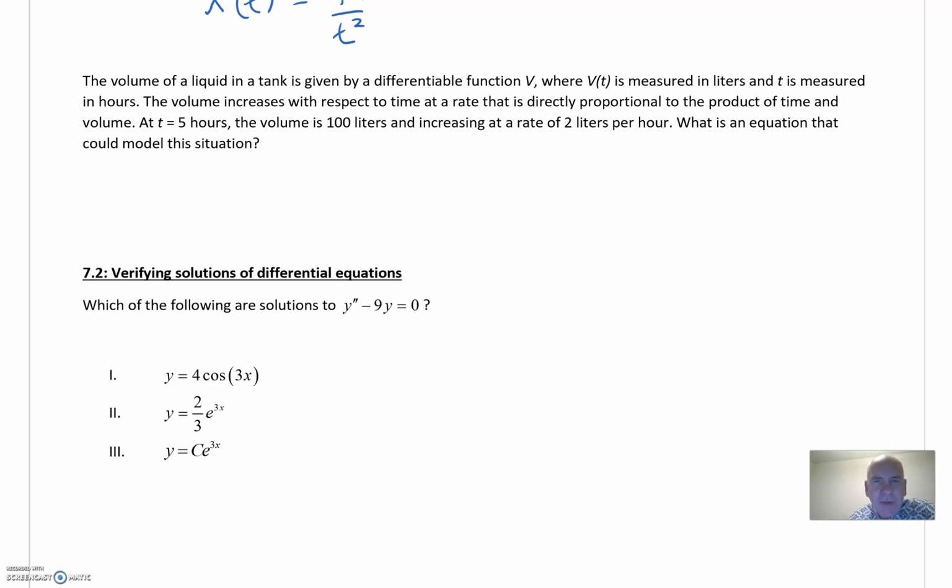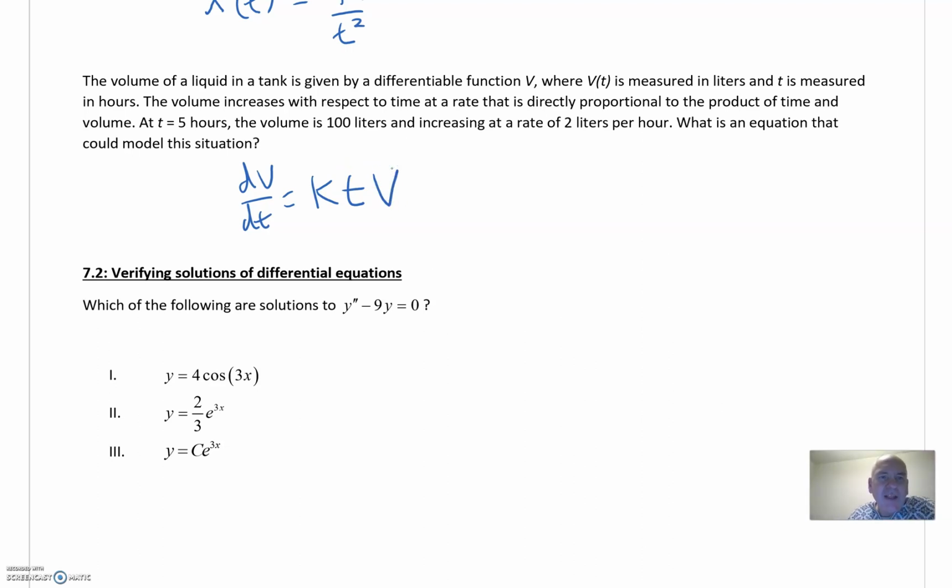The volume is given by a differentiable function v, where v of t is measured in liters. Okay, so we got t, we got v of t. The volume increases, the rate with respect to time, so dv dt, at a rate that is directly proportional to the product of the time and the volume. So that's directly proportional to the time and the volume.